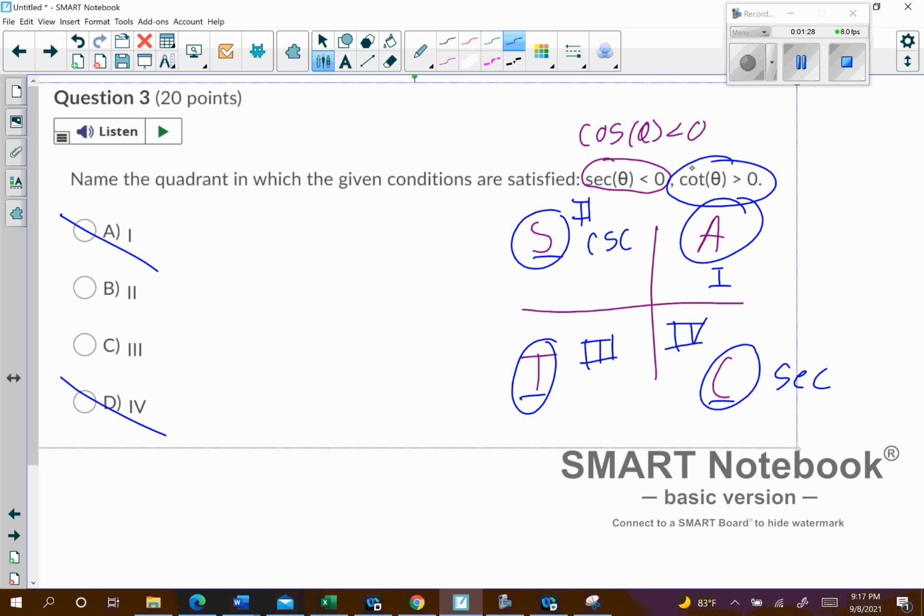And it says cotangent has to be positive. Well, that's the same thing as saying tangent needs to be positive, greater than zero. And tangent is positive in quadrant 3. So it's going to have to end up being quadrant 3. I would take some time and go back and review this just to make sure you have your signs down for the different trig identities, because this will come up time and time again.